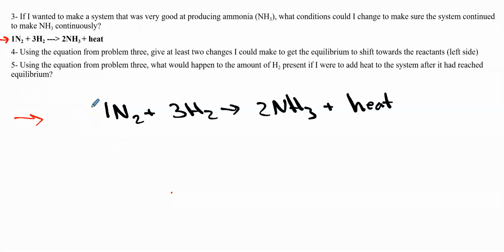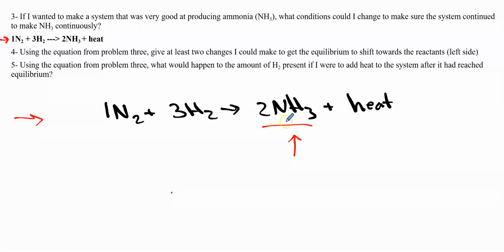It says if I want to make a system that was very good at producing ammonia, so we want to do things that'll make the concentration of this go up, what conditions could I change to make sure the system continued to make NH3?